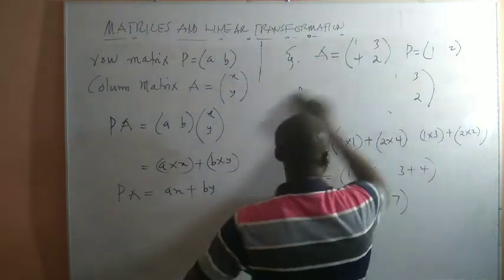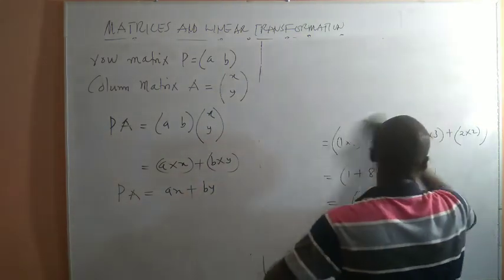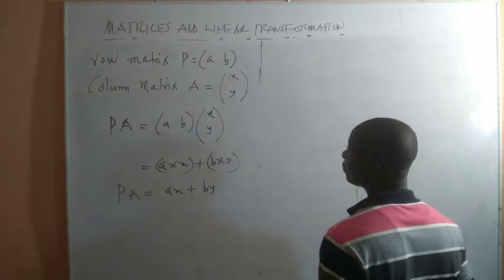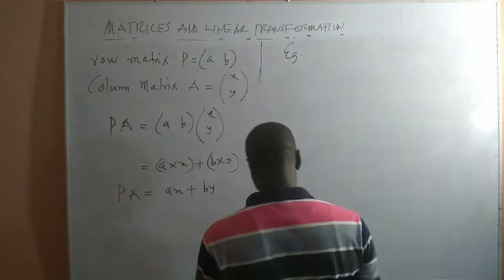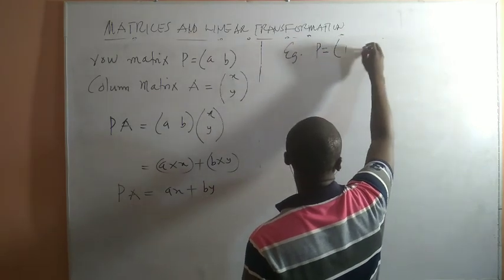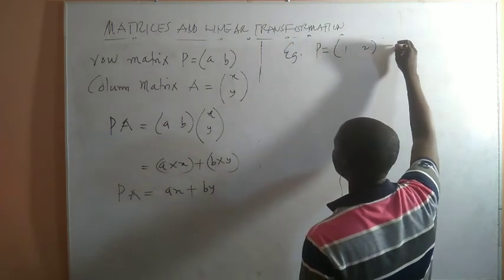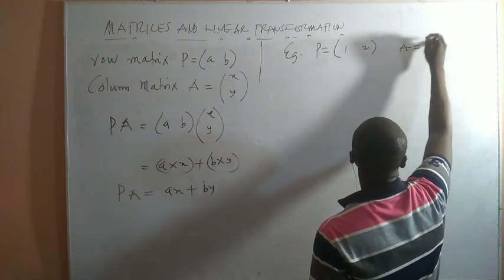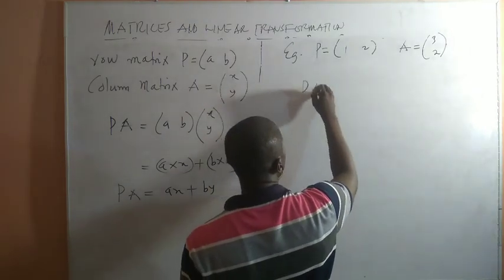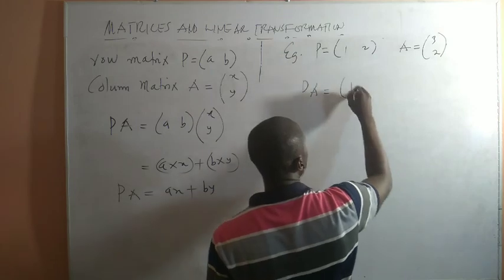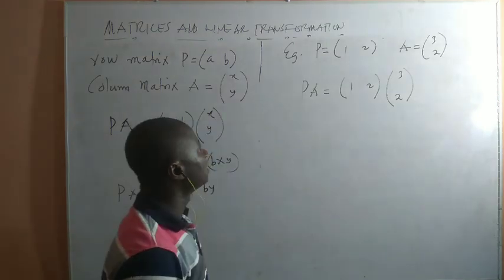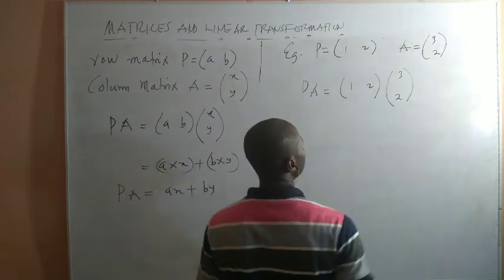And let's take a look at an example so that we can understand what we are actually talking about. I guess you are following. Now, example, assuming that we are given the row matrix P to be equal to 1, 2, and we are given the column matrix A to be equal to 3, 2. Now, if we are multiplying P by A, then our P is 1, 2, and our A is 3, 2. So we are multiplying the row matrix 1, 2 by the column matrix 3, 2.